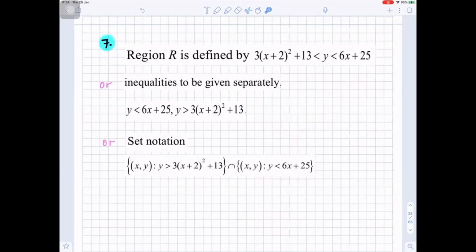Let me put this again so you can see clearly. What is above the curve, and what is below the line. So that's what you want to do.